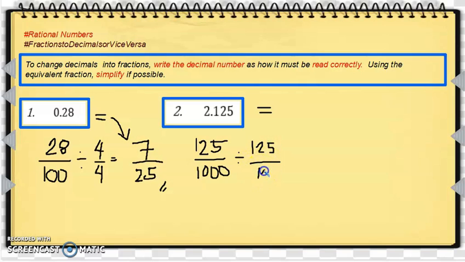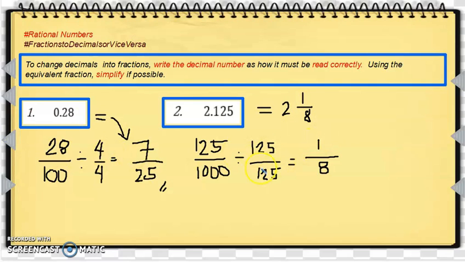Okay. So again, if you cannot get the GCF right away, it's okay, but dividing will be done more than once. So 125 divided by 125 is 1. All over 1000 divided by 125 is 8. So there you have, if you're going to put the 2 here, you have 2 and 1/8. But 2 and 1/8 is not a fraction. So this must be changed into an improper fraction. It's a mixed number, take note.